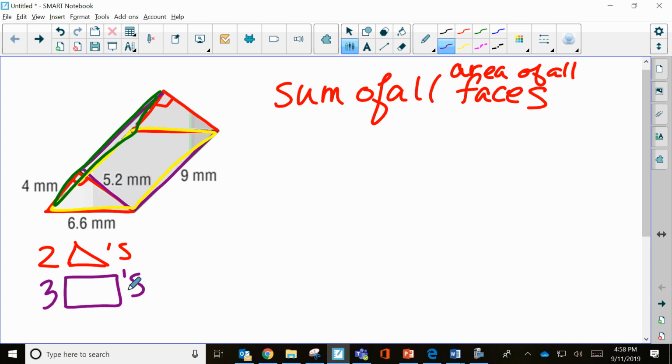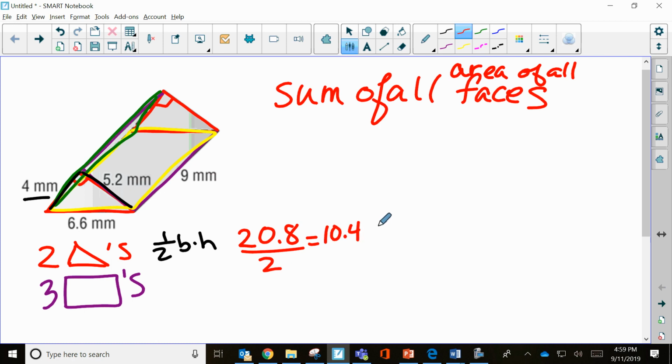So let's first start by finding the area of my triangle. So I have 4 millimeters as my base and 5.2 millimeters as my height. Okay, so I know that I need to use the formula, 1/2 base times height. So 4 times 5.2 equals 20.8 divided by 2 equals 10.4. Okay, that is one triangle. Okay, so now I have another triangle that is the same. So I could go ahead and not divide by 2 and just go with the 20.8, or I could multiply this again by 2 and get 20.8 millimeters squared.